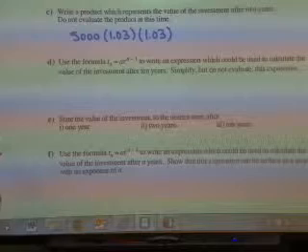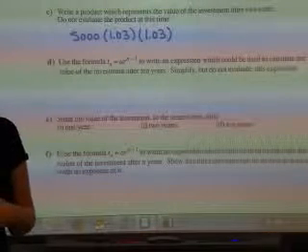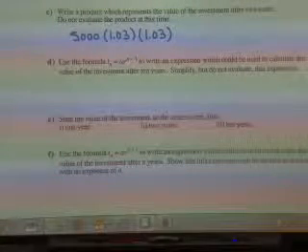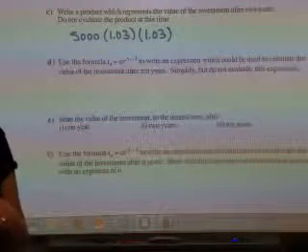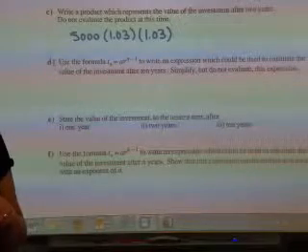D says use the formula T of n equals A times R to the power of n minus 1 to write an expression which could be used to calculate the value of the investment after 10 years. Simplify it, but don't evaluate it.